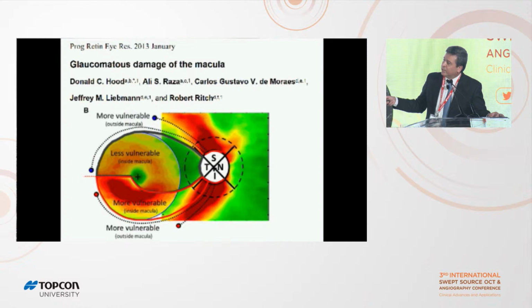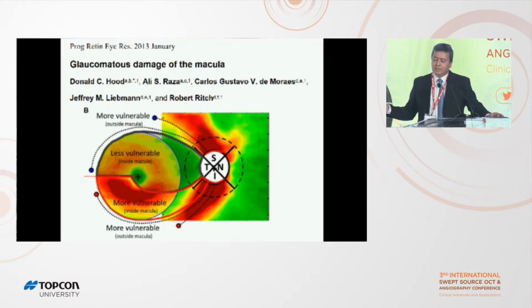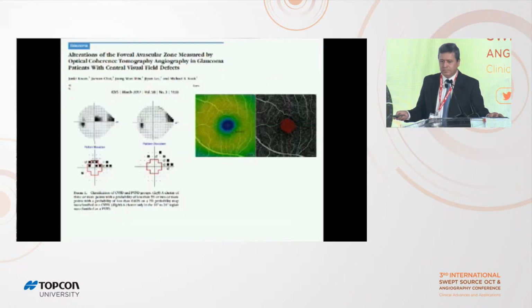When it happens inferior temporally, which happens very often, the nerve fiber layer comes from the macula, or could come from the macula, most of them, and they call this the more vulnerable area. So this would be a very important area to study, not only the whole optic nerve, but specifically this area here. And people are doing that.